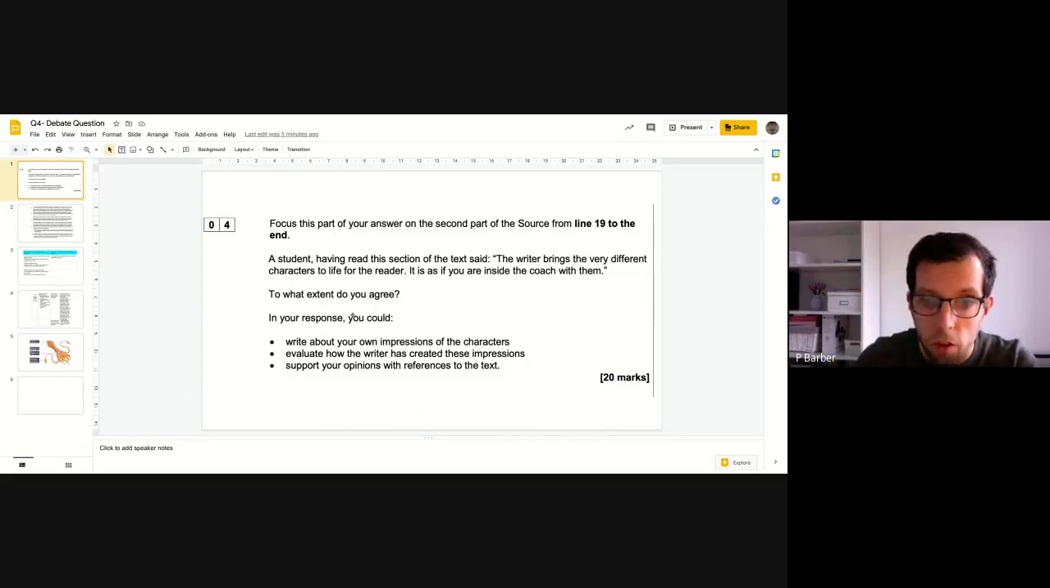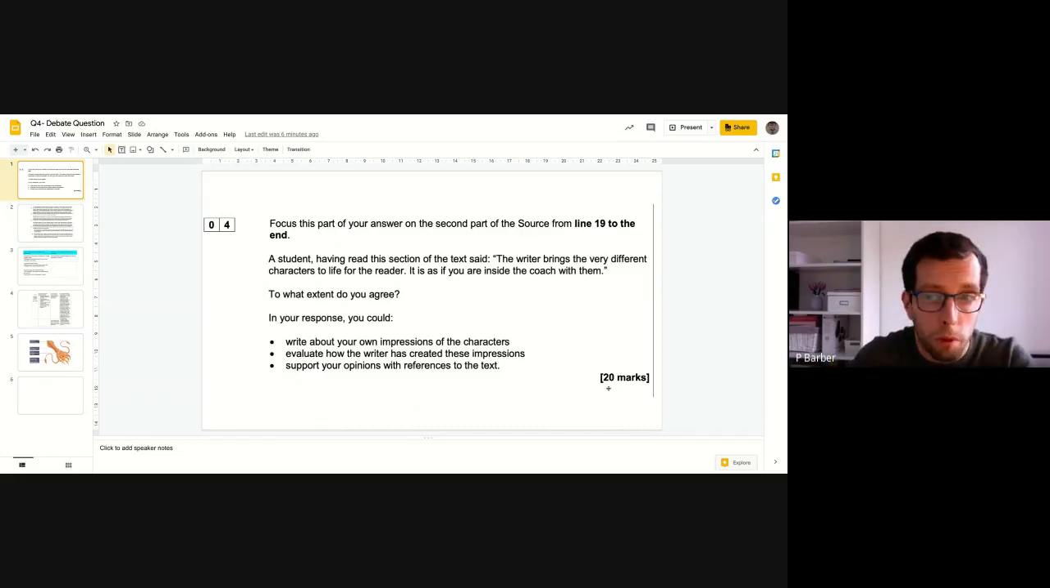Now, in this case, this is not you could, this is definitely you should. You need to write about your impressions of the characters that have been made. You need to evaluate how the writer has done that, which includes the language device if possible. And you need to support your opinions with references to the text, ideally a couple of references per paragraph, which are embedded within it. This question's worth 20 marks, so you'll probably spend about 20 minutes, maximum 25 if you have earned some time back from the earlier questions by managing to do them a little bit quicker.